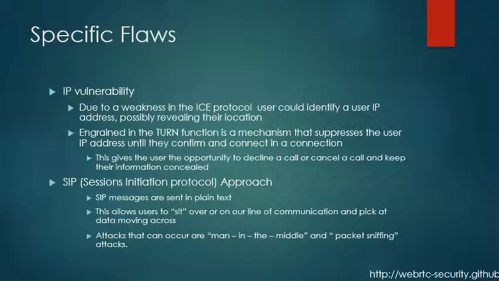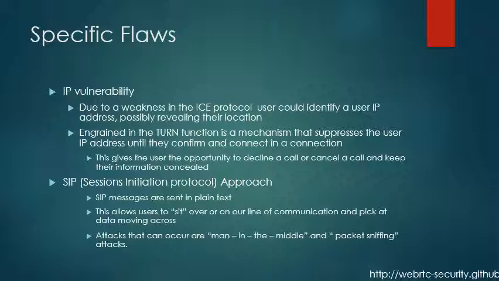So some specific flaws that I touched on, a few of them here that are embedded in the WebRTC. The first one that I noticed that I thought was pretty concerning is the IP vulnerability. There is a weakness in the ICE protocol when going through that initial connection initiation session, and it could help someone identify the user's IP address, and that could possibly reveal their location. Obviously, we don't want that, but what's nice is WebRTC did implement something that the user can use in order to negate that.